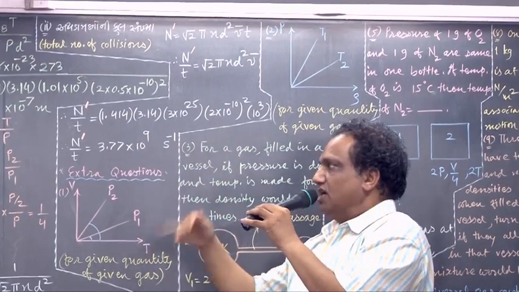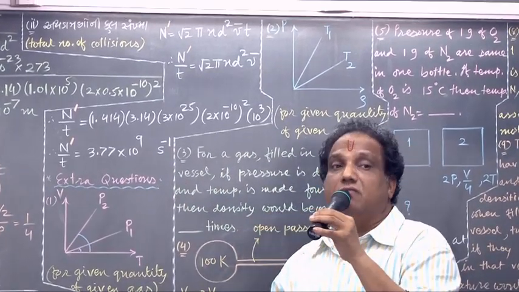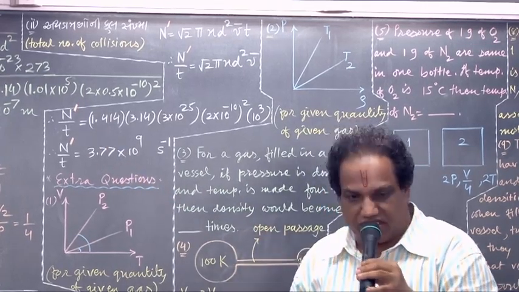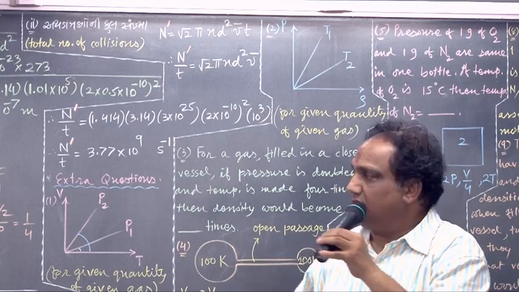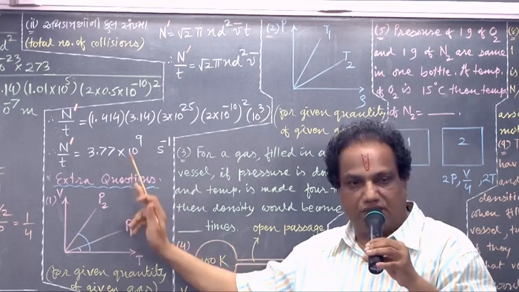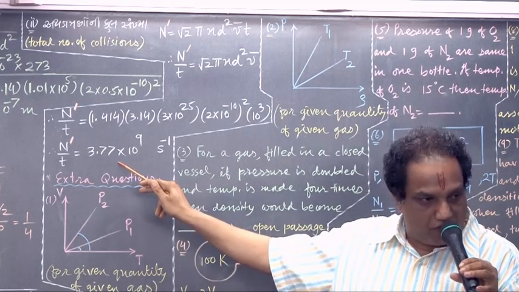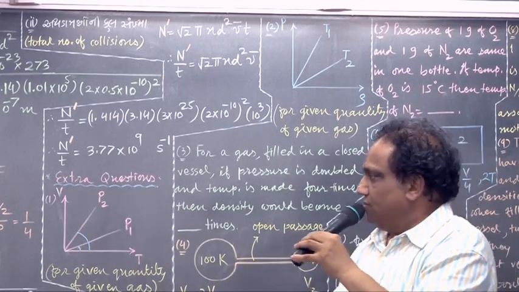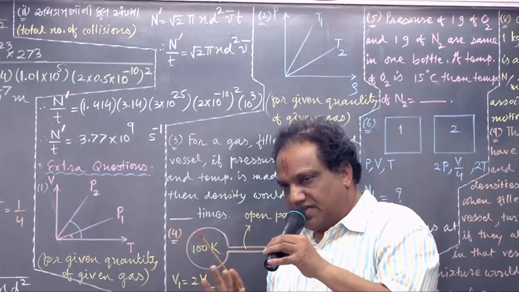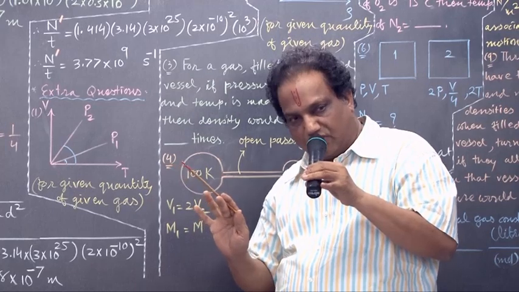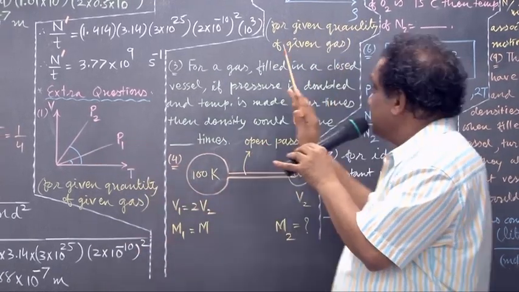Suppose you are asked to find out collisions in 1 minute. This many collisions in 1 second, and in 1 minute, that is in 60 seconds, how many collisions will take place? This into 60. Similarly, in 1 hour, you may multiply by 60 minutes. Got it? Now, I am giving you 15 minutes. Work it out very seriously. You may take the help of the textbook, no problem. You have to solve all these questions.